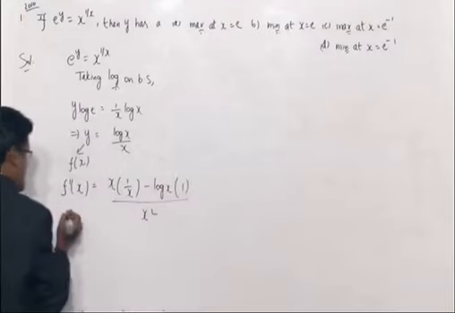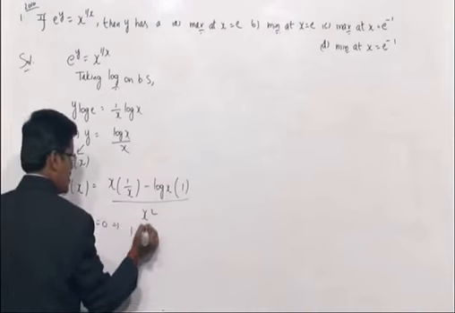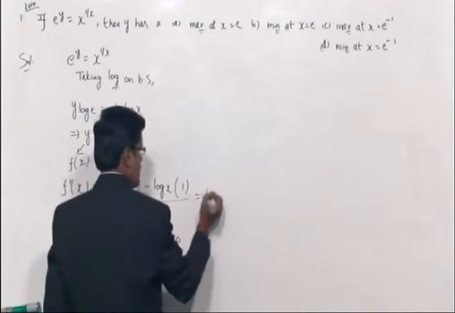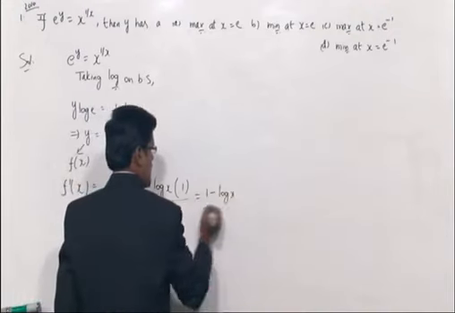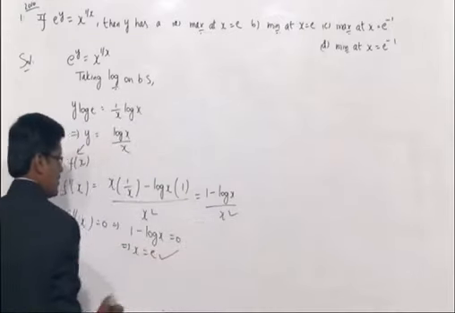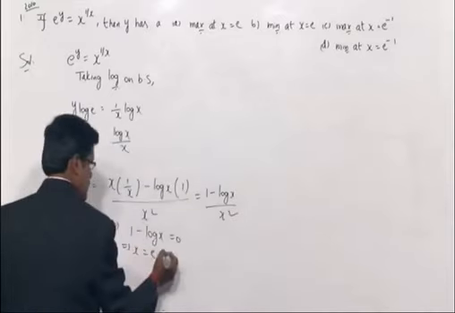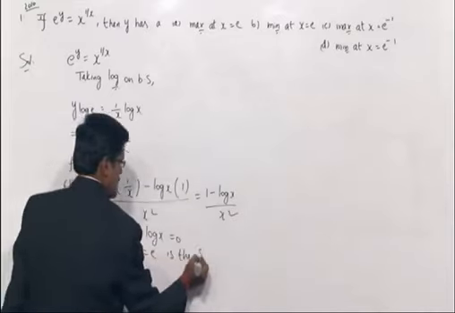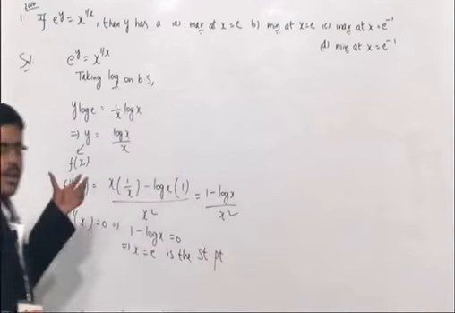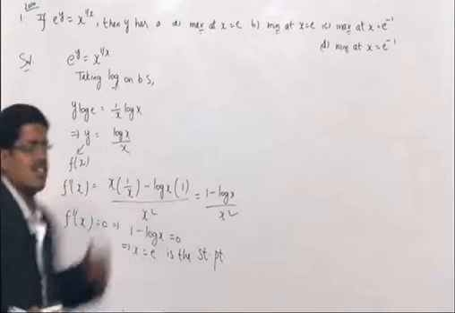x squared. Next, after finding the first derivative, equate it to 0. That means the numerator equals 0. The numerator simplifies to 1 minus log x equal to 0. That means this is (1 minus log x) by x squared. So satisfying x is equal to e only. Okay, x is equal to e. e is the STPT, short form I am writing. STPT means stationary point. The points x obtained from f'(x) equal to 0 are called stationary points.